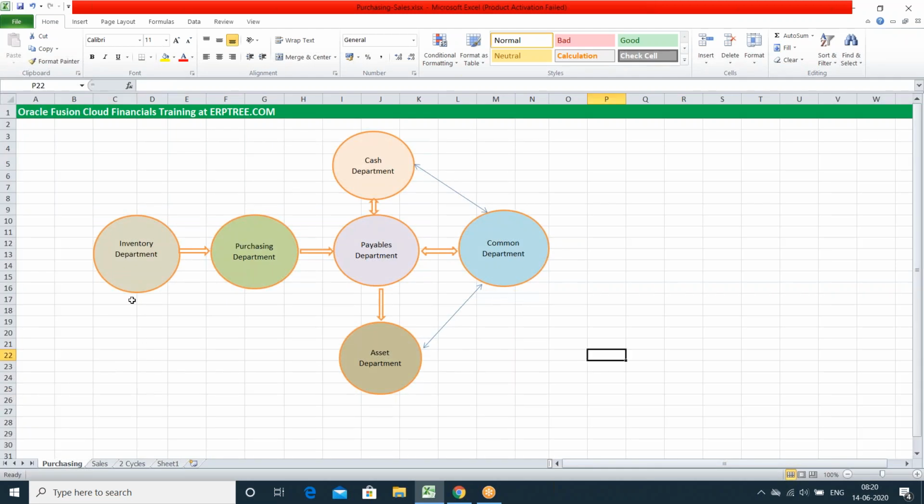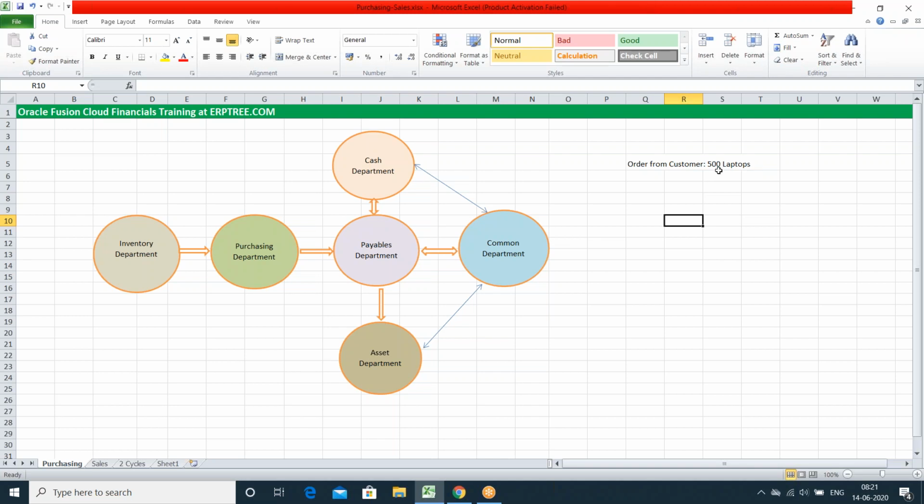So these are the basic departments which are involved in this process. Let's take a simple example. Say we got an order from the customer. The organization got an order from the customer for 500 laptops.